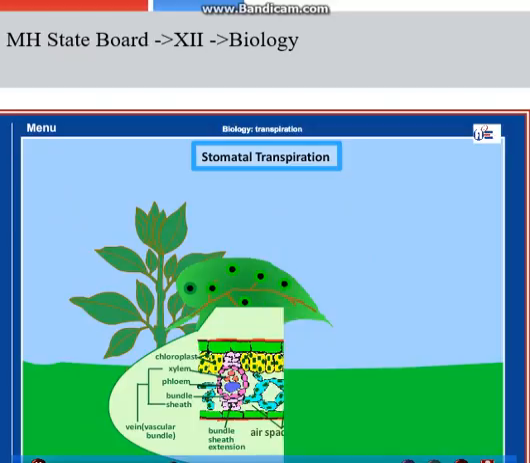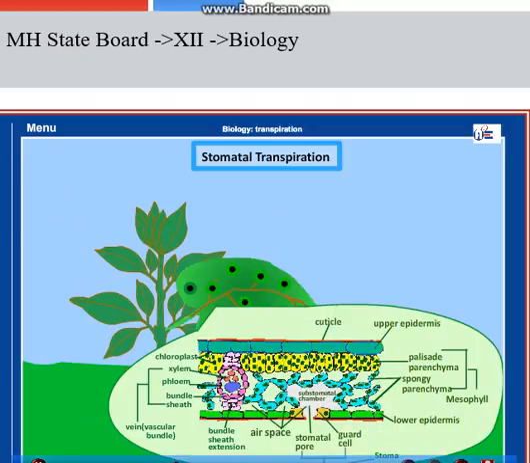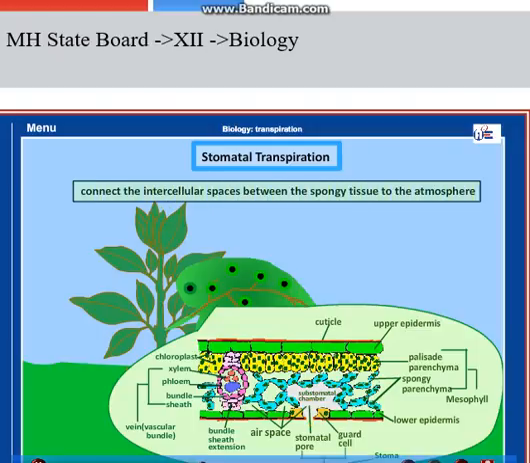Transverse section of leaf shows an upper epidermis and lower epidermis. The mesophyll tissue is differentiated into palisade and spongy types. The palisade tissue is present below the upper epidermis while the spongy tissue is present near lower epidermis. Many small openings called stomata are present usually in lower epidermis. These stomata connect the intercellular spaces between the spongy tissue to the atmosphere.